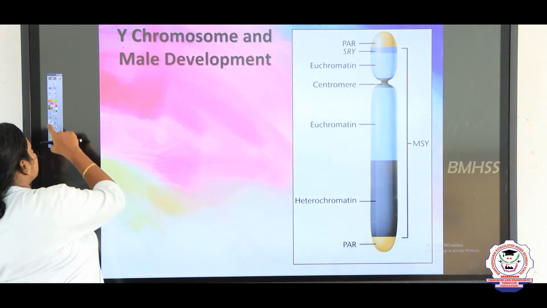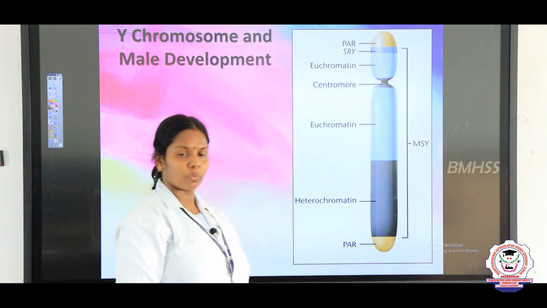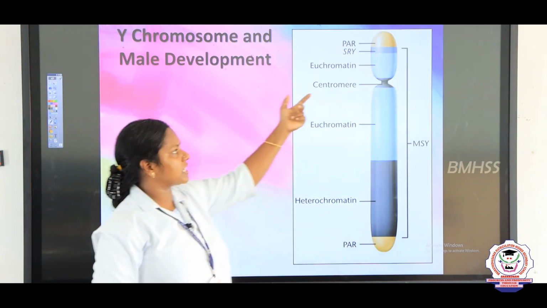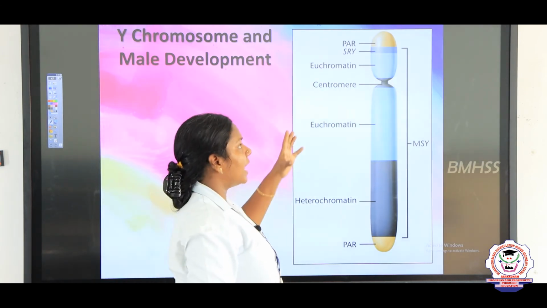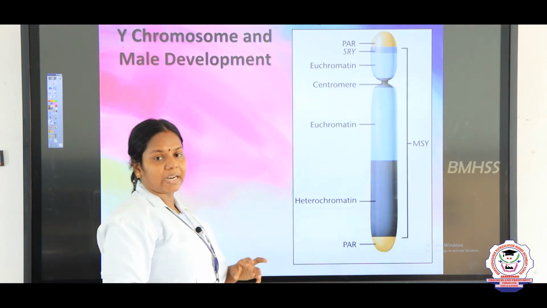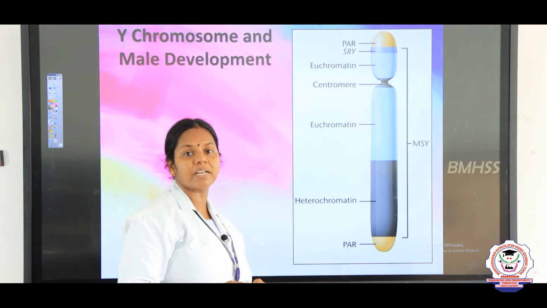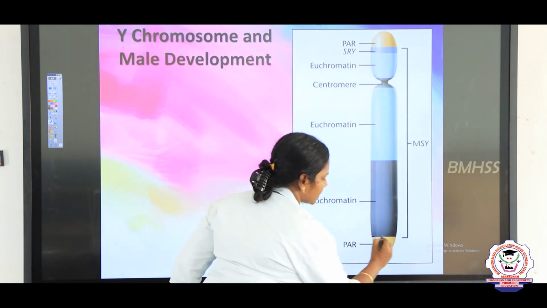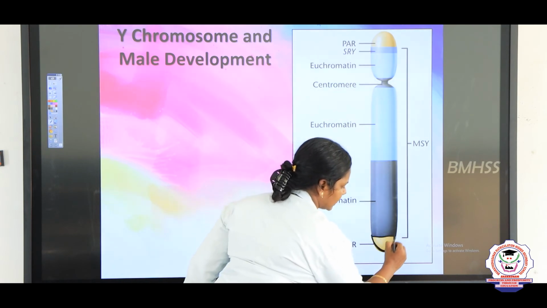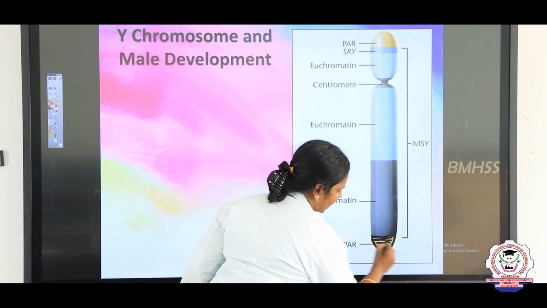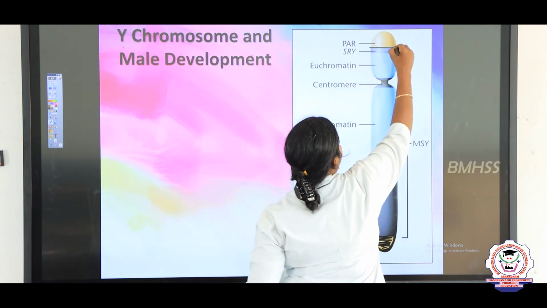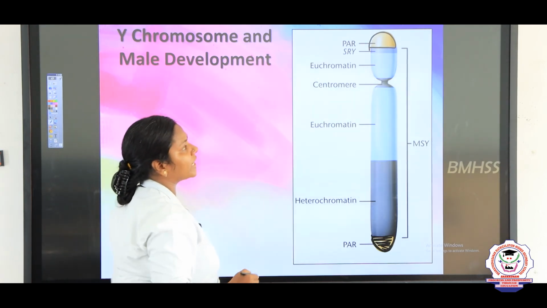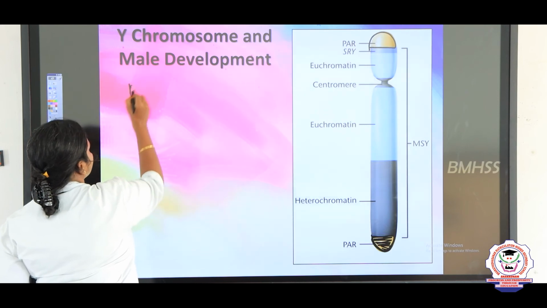And now we are going to see the Y chromosome and male development, and how the Y chromosome is responsible for male development. So, this is the structure of the Y chromosome, children, and the Y chromosome consists of two regions. Some regions combine with X and some regions do not combine with X. The regions which combine with the X are present only at the ends, this end as well as that end. So, that region we call PARs. What is PARs?